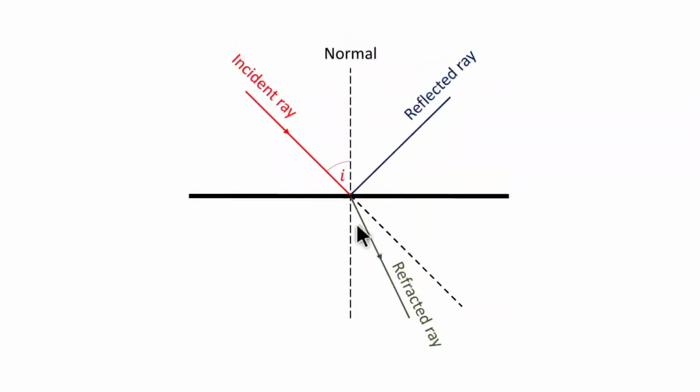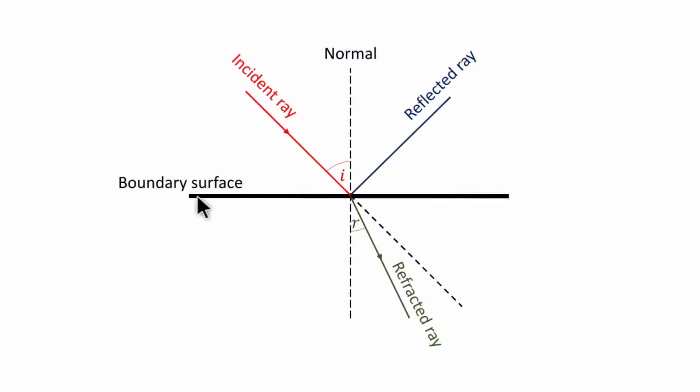Then this is called the angle of incidence. The angle between this incident ray and the normal is called the angle of incidence. The angle between the refracted ray and the normal is called the angle of refraction, represented by small r.